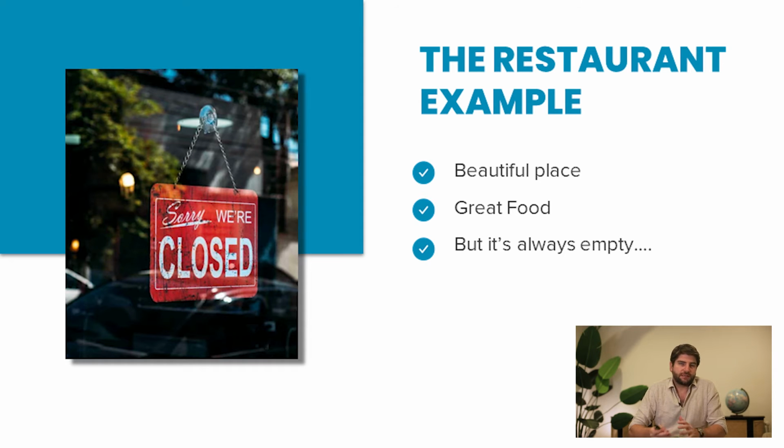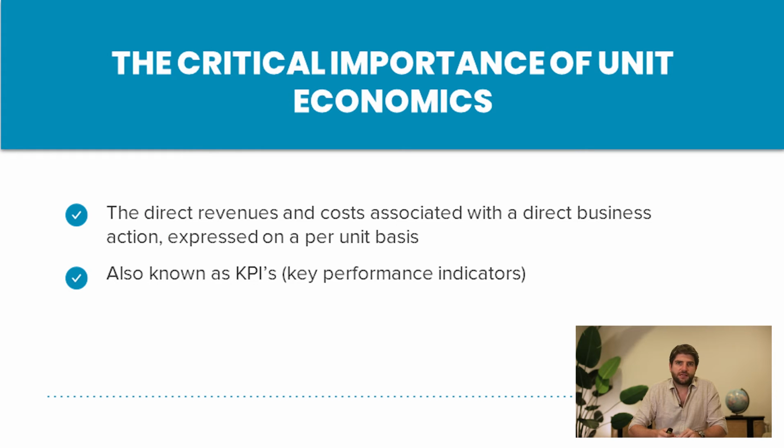So before we talk about the different types of traffic, I want you to understand the critical importance of unit economics, all right? And why it's important that you understand this is because unit economics really determines the health of your business and whether you can scale or grow. So you need to understand unit economics to see how scalable you are and how you can grow your business. Unit economics is really defined as the direct revenues and costs associated with a particular business action expressed on a per unit basis. All right, so maybe it doesn't make that much sense, but it will in just a little bit.